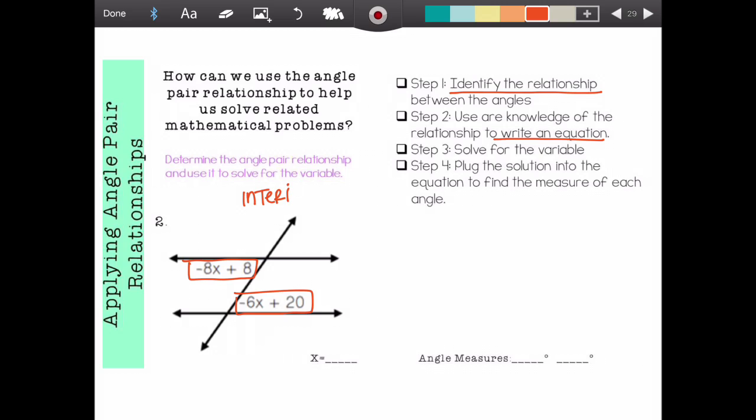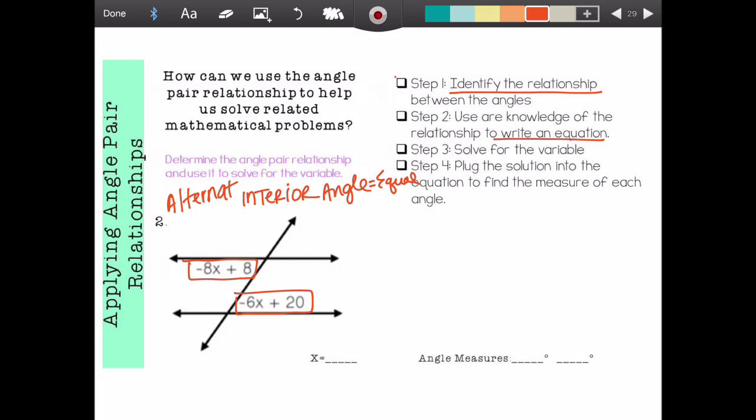Second thing I need to look at is, are they on the same side of the transversal or on the opposite side of the transversal? In this case, they're on the opposite side, so that makes them alternate interior angles. And again, we need to remember the relationship is that alternate interior angles are equal in measure. So that means their angle measures are going to be the same.